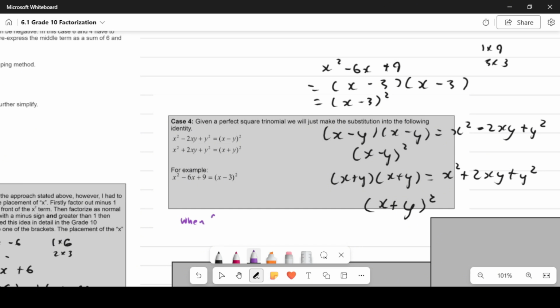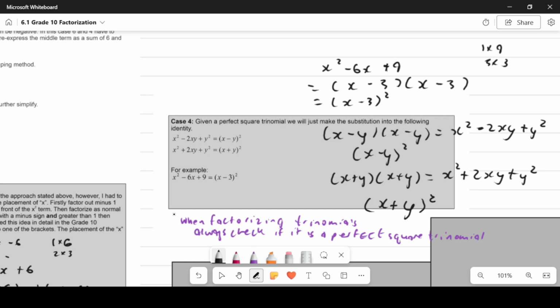When factorizing trinomials, always check if it is a perfect square. That's the first thing you must do. That is the first thing you must do whenever you do factorization of trinomials. I know it's the last thing that I discussed, but it's the first thing that you must do, because you can speed up the process.